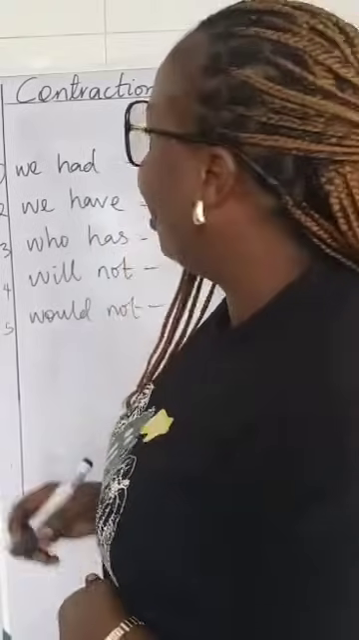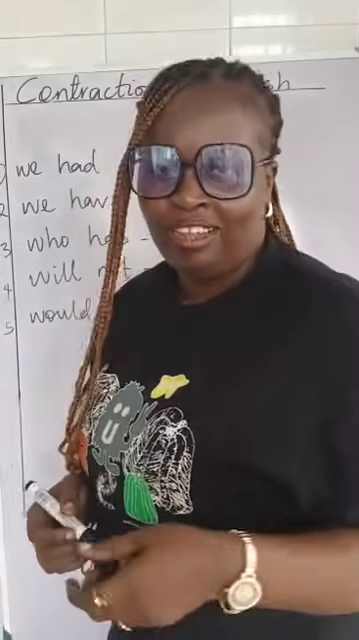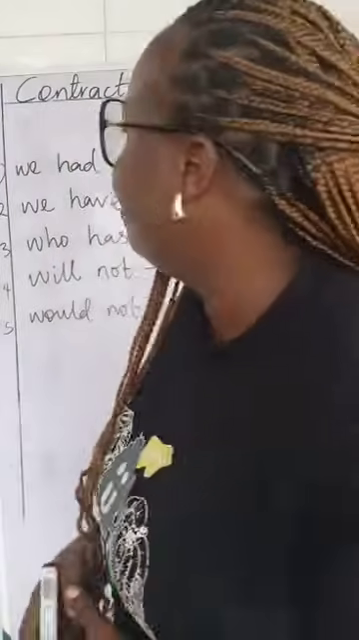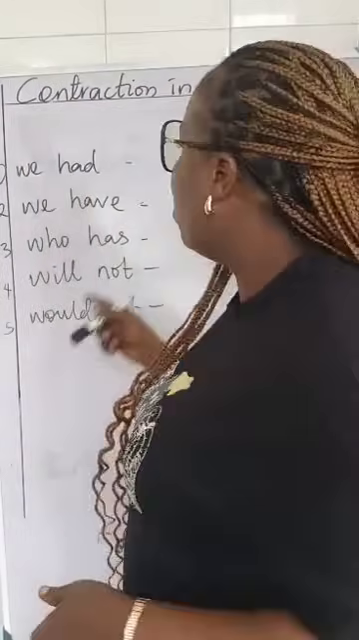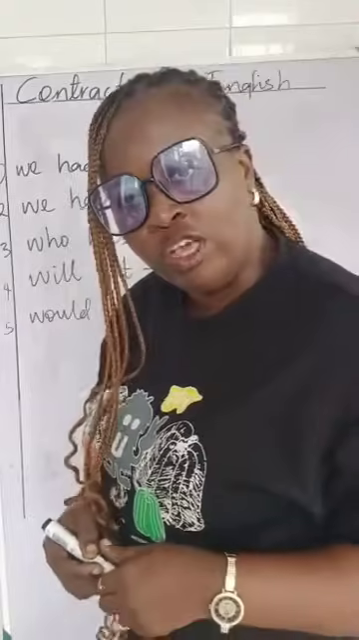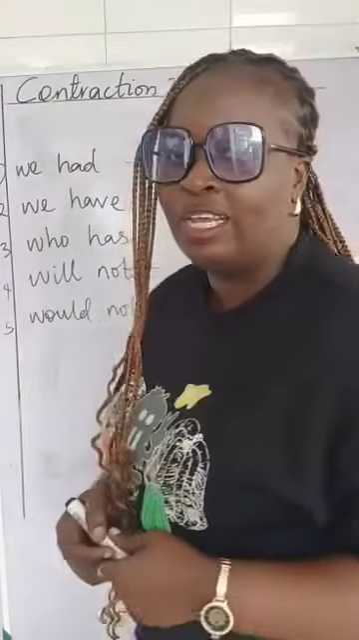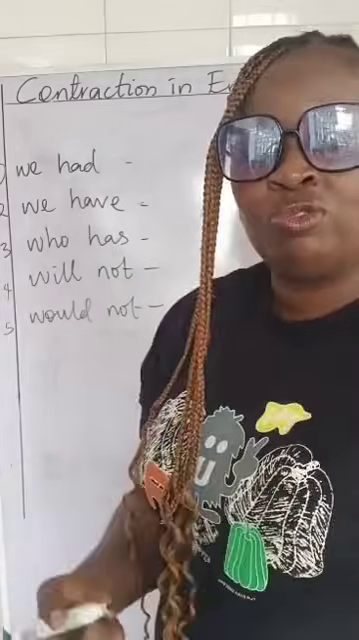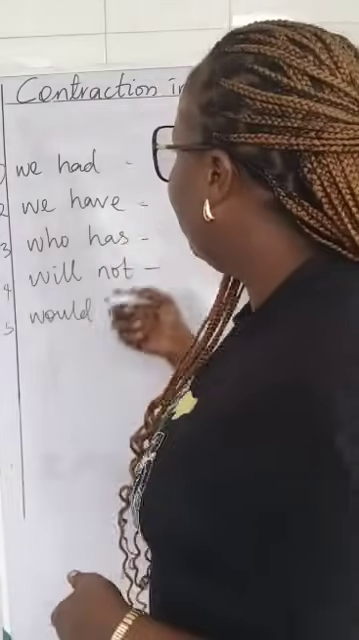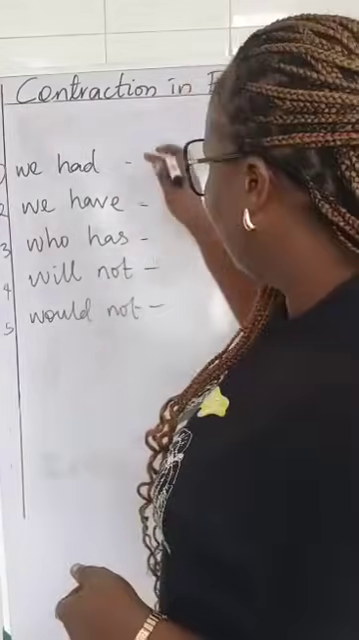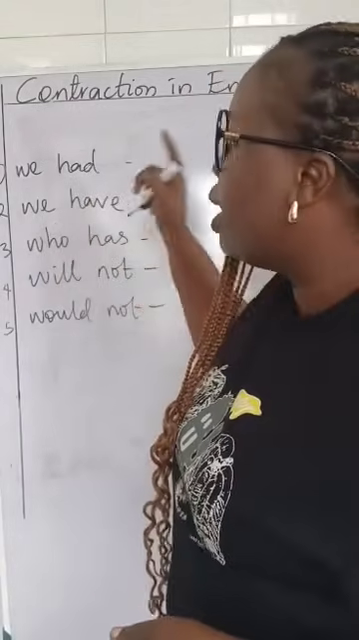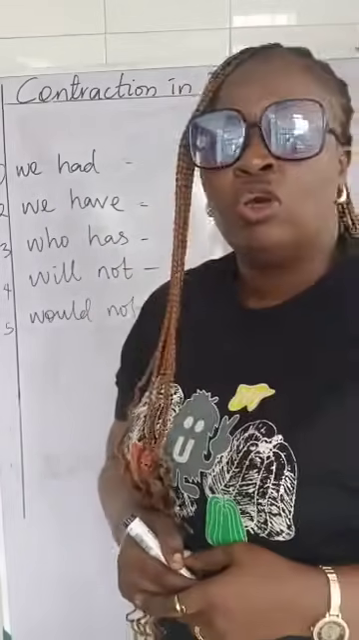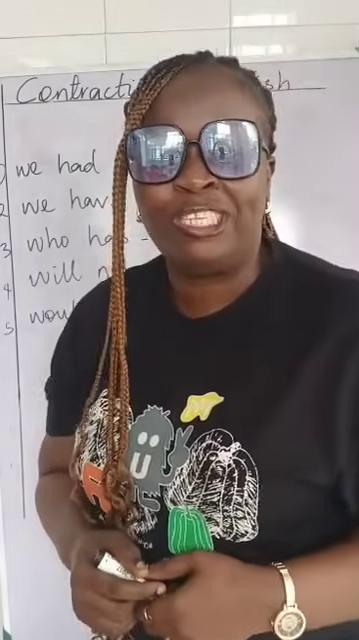You know, I love giving activities at the end of my classes so that we can connect easily in the comment section, right? Now we have number 1 to 5 as the activity we are going to do, and I want to see the answers in the comments. We have we had. You like to follow up what we have done in the examples we showed before now and give me the answers. We have. Who has? Will not. Would not.